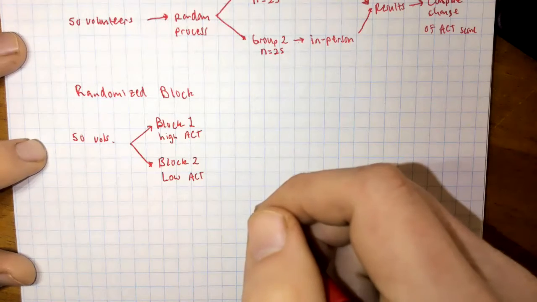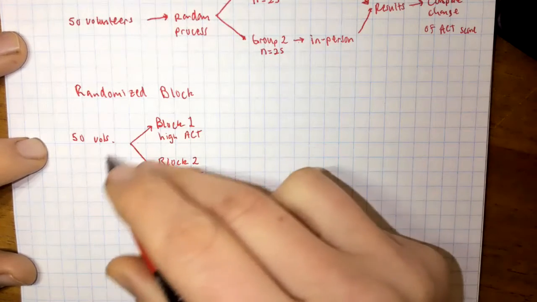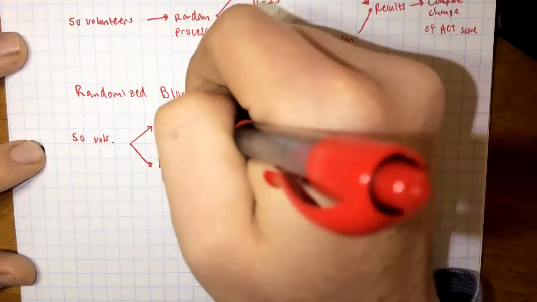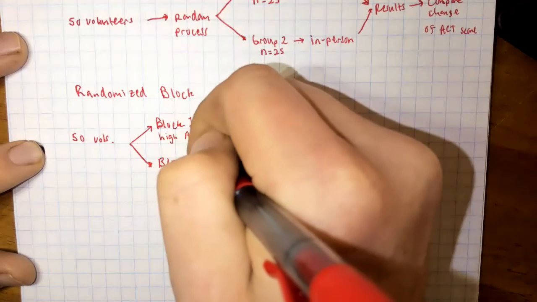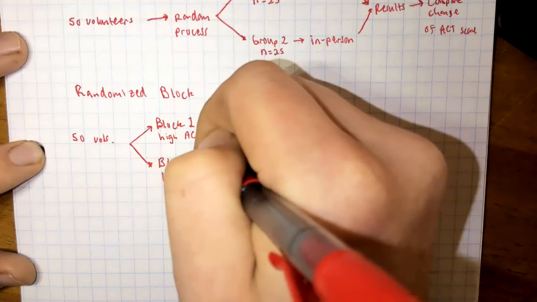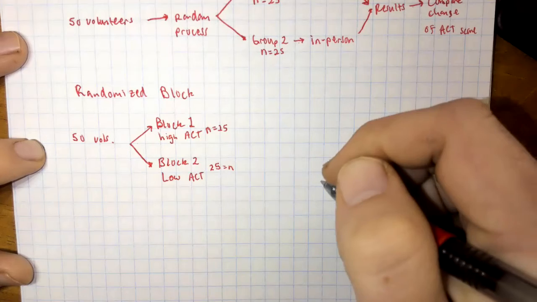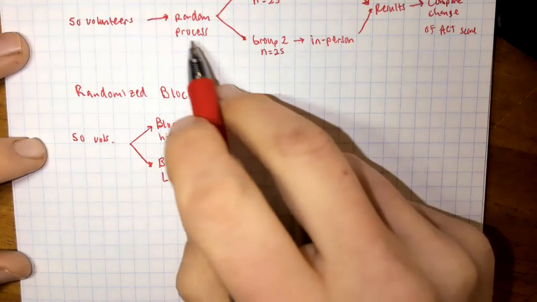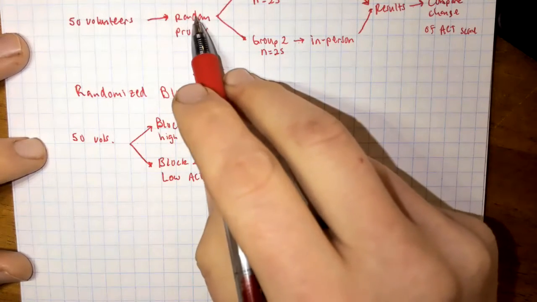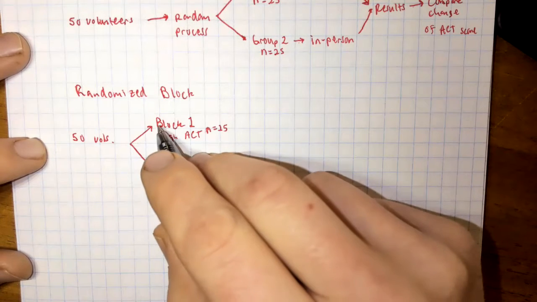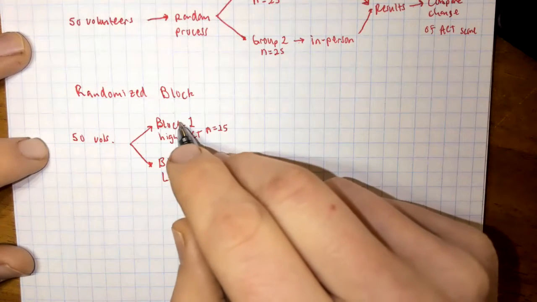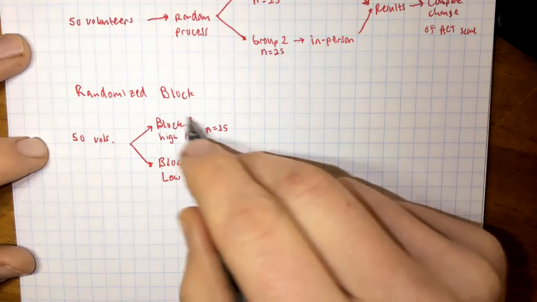You can make the threshold whatever you want. You probably want the groups still to be just about the same size. So in block number 1, we'll probably have around 25 students, and in block number 2, also around 25 students. So blocking occurs before randomization. You place the subjects, volunteers, experimental units into blocks first, and then you randomize.